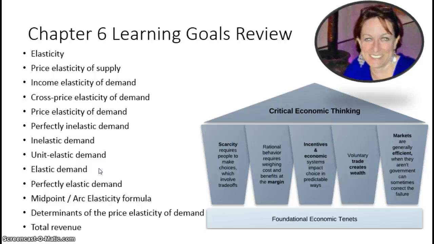These elasticity concepts help us to further understand our foundational economic tenet that says incentives in economic systems impact choice in predictable ways. As we can now predict, ceteris paribus, where the burden of a new tax would fall.